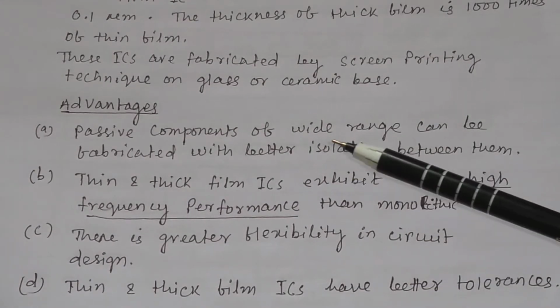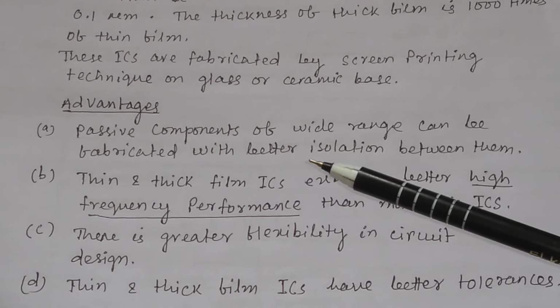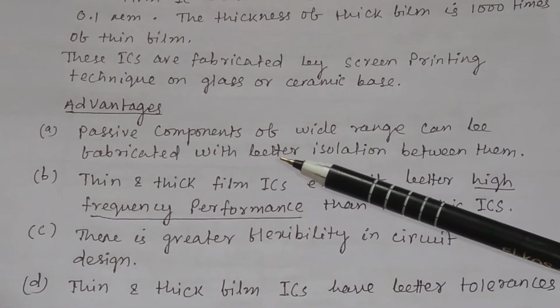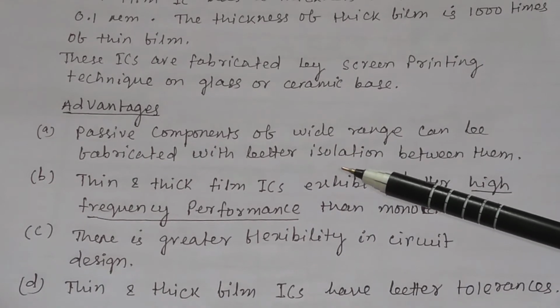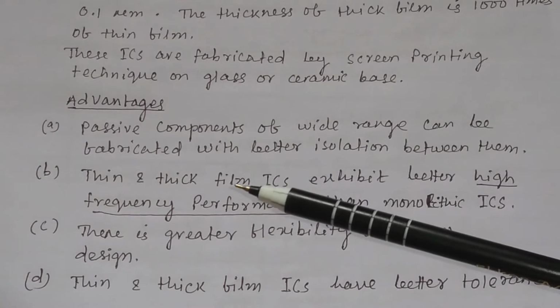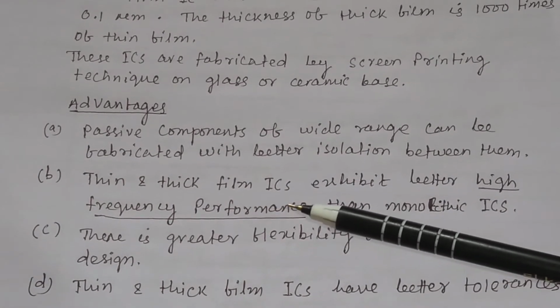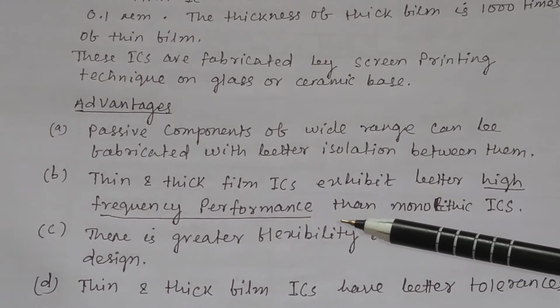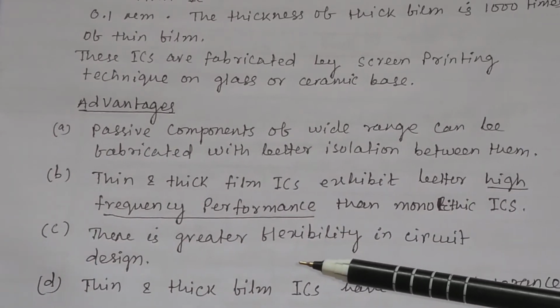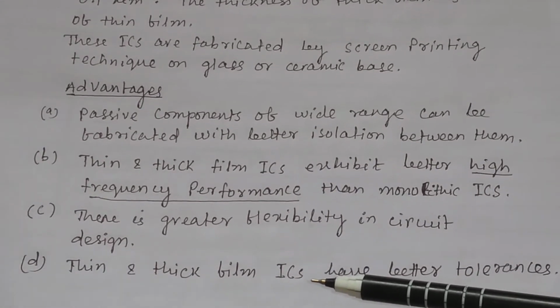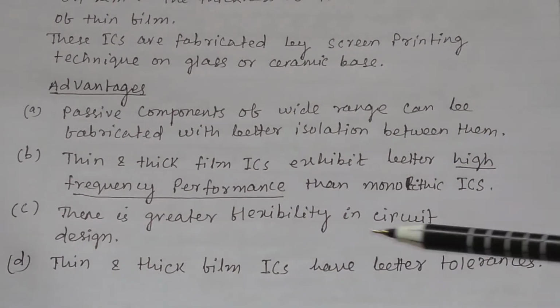And what are the advantages of thick film or thin film ICs? Number one, passive components of wide range can be fabricated with better isolation between them. Number two, thin and thick film ICs exhibit better high frequency performance than monolithic ICs. Number three, there is greater flexibility in circuit design. And number four, thin and thick film ICs have better tolerance.